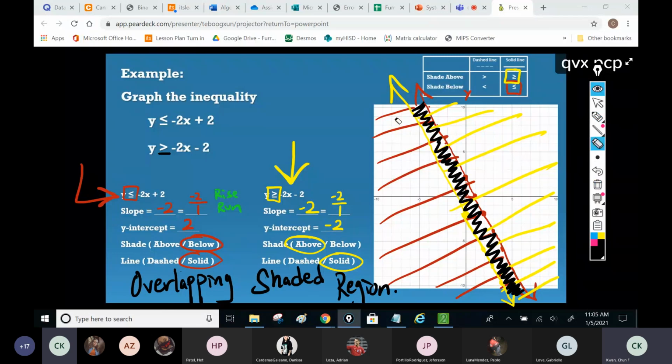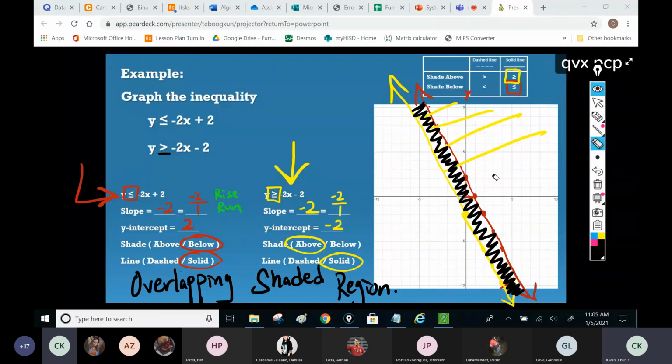So that means everything outside the overlapping area, we will get rid of them all. We don't want any of these that's outside. We only want where they overlap. So this little tiny spot in between them, this is what we're looking for. So everything inside is a solution, but not outside, all right?